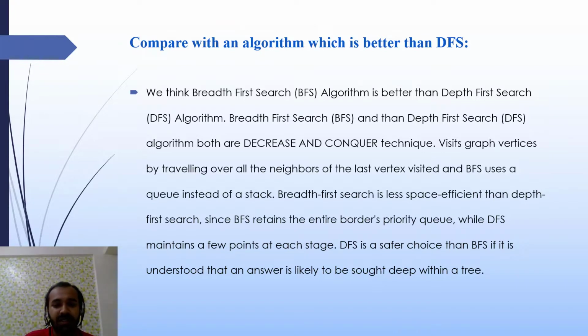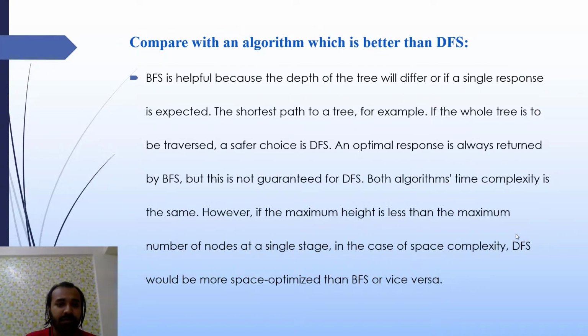DFS is a safer choice than BFS if it is understood that an answer is likely to be deep within a tree. BFS is helpful because the depth of the tree will differ, or if a single response is expected, such as the shortest path. If the whole tree is to be traversed, a safer choice is DFS. An optimal response is always returned by BFS, but this is not guaranteed for DFS.